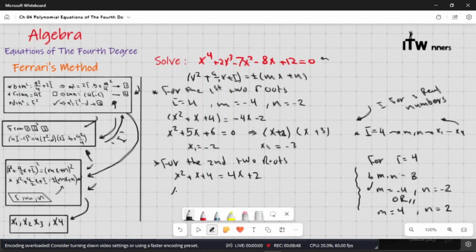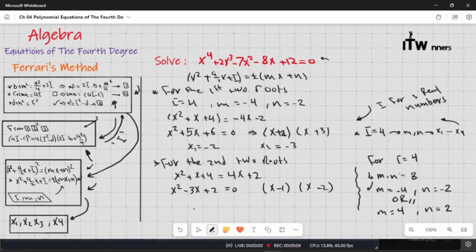So we have here x squared minus 3x plus 2 equal to 0, so x minus 1 and x minus 2. So we have here x3 equal to 1, x4 equal to 2.